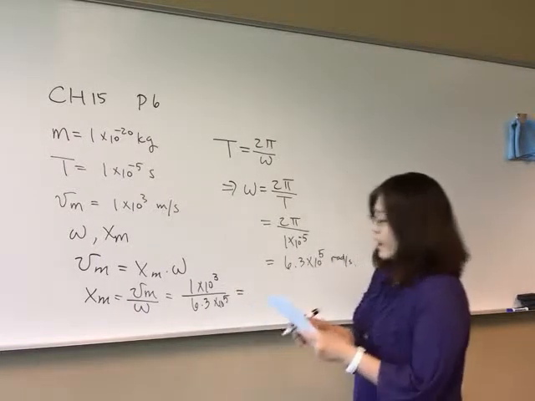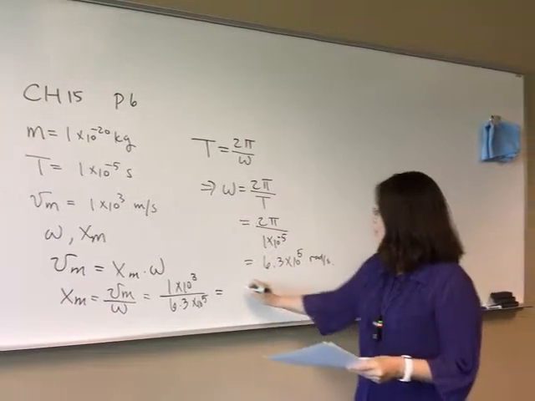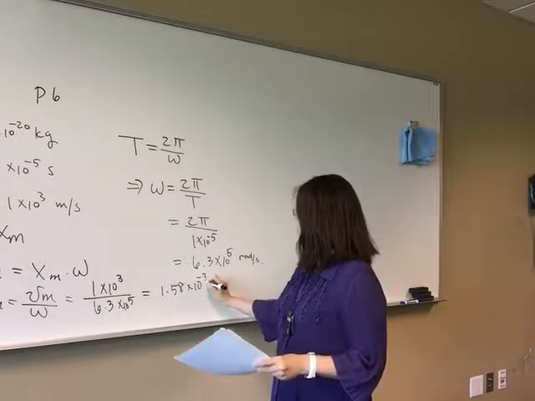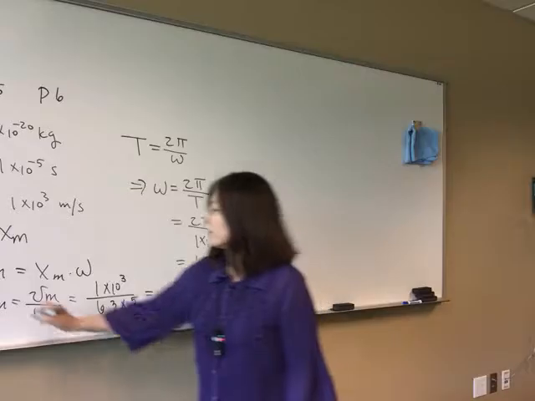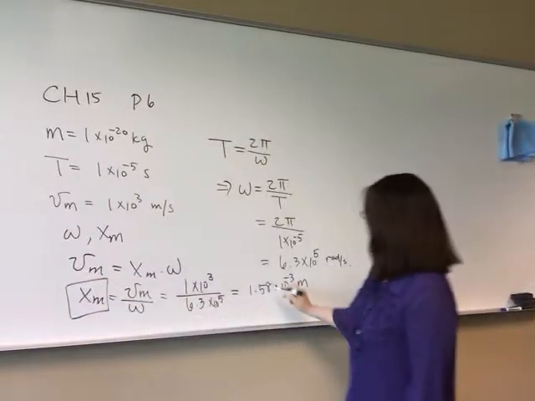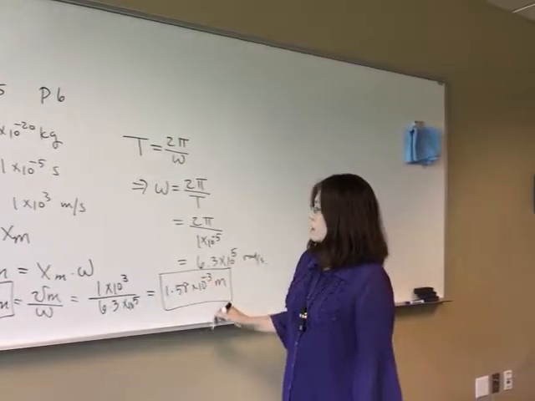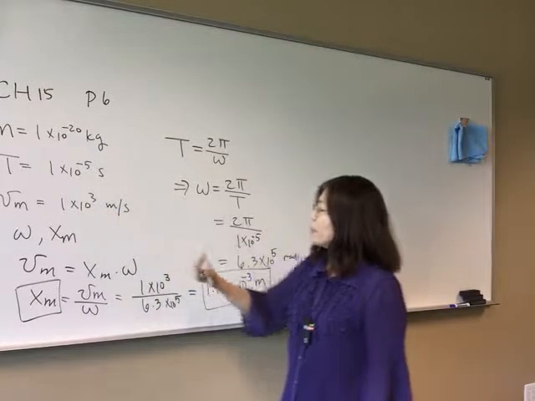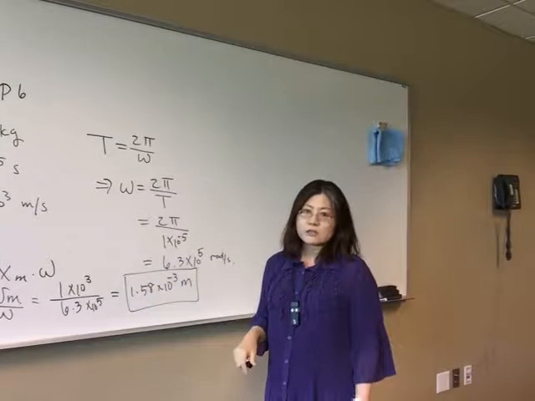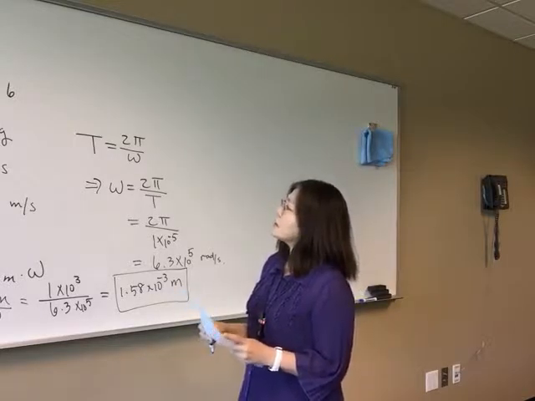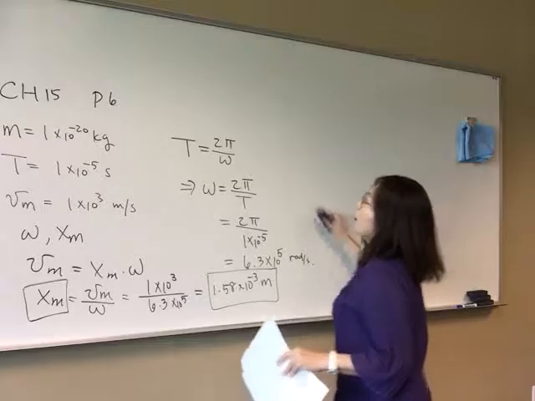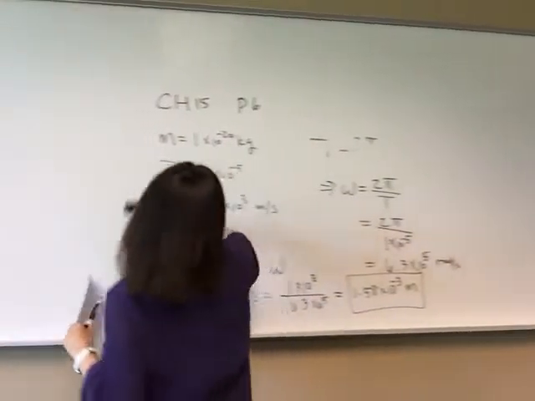Once you have that, you have your xm, which is 1.58 times 10 to the negative 3 meters. Okay, so this is your xm. So you have the amplitude of velocity that has this value, and the displacement has this value. You can see that this is a simple problem that illustrates how these quantities are related to each other.